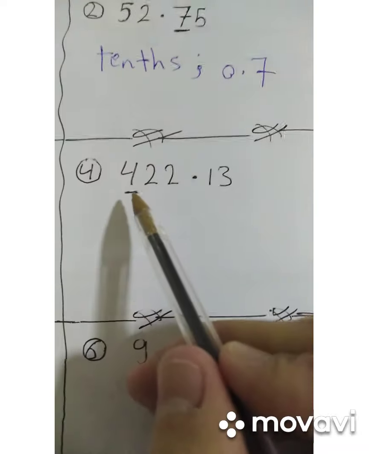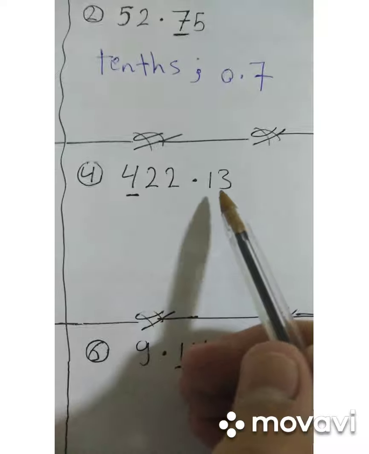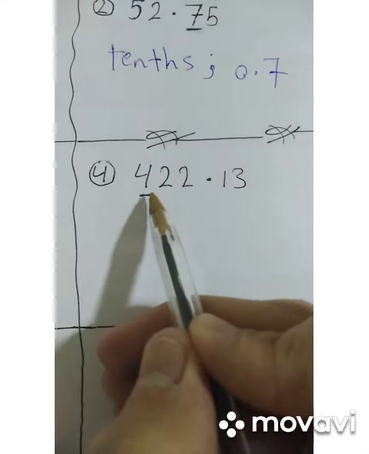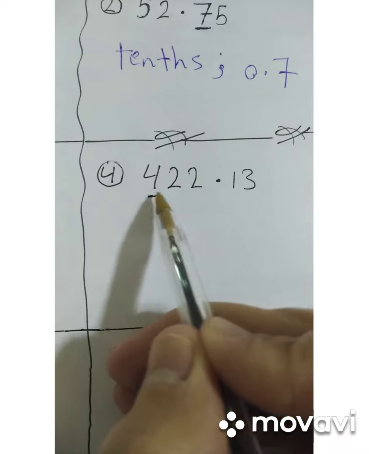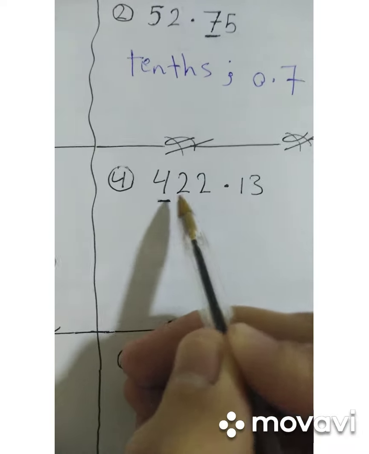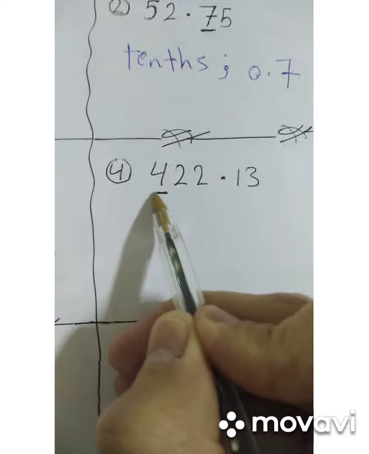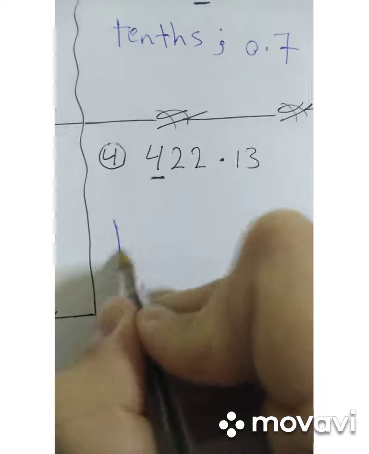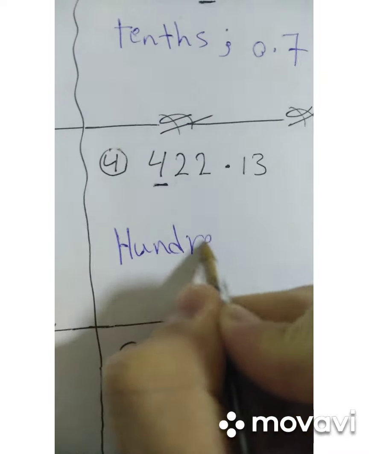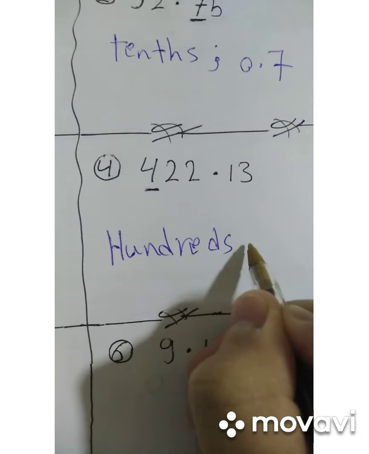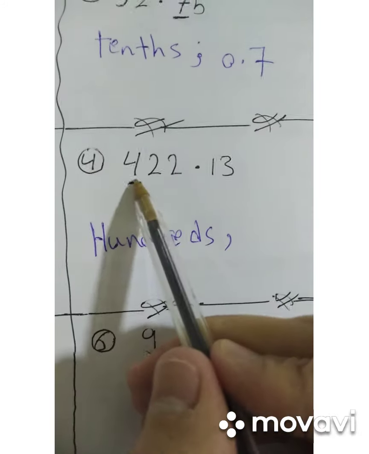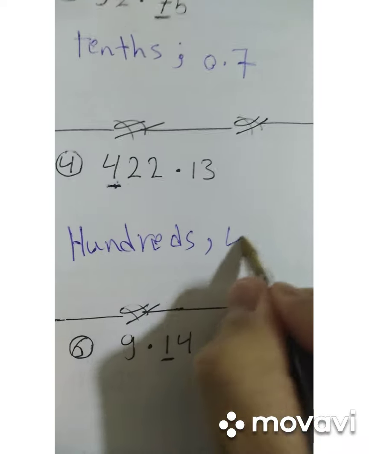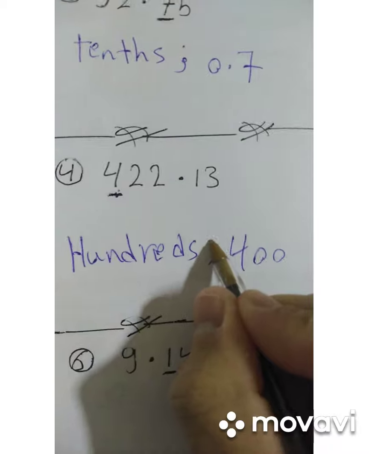Number 4: 422 and 13 hundredths. The underlined digit is 4. What is the name of this place? Ones, tens, hundreds. So the place of 4 is hundreds. Write hundreds. What is the value of 4 in hundreds? 400. Write 400.